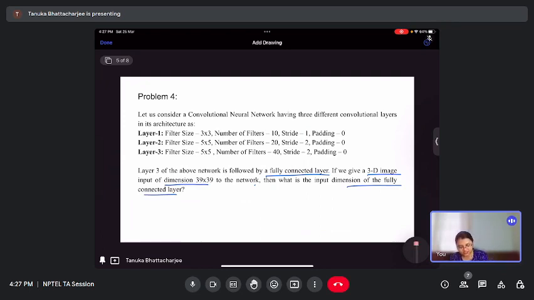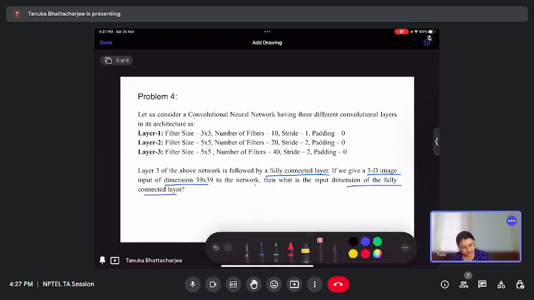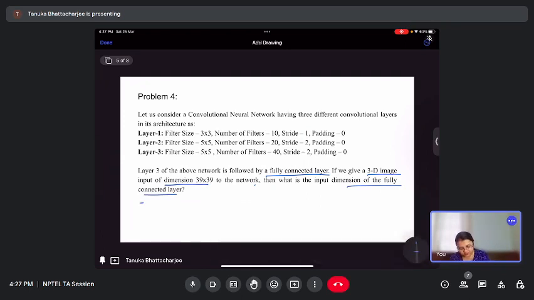Initially the input matrix that you have is 39 cross 39 and it is 3D, so 3 channels are there. First, this will go through the convolution in layer 1. So, can anyone compute what will be the output size for layer 1?